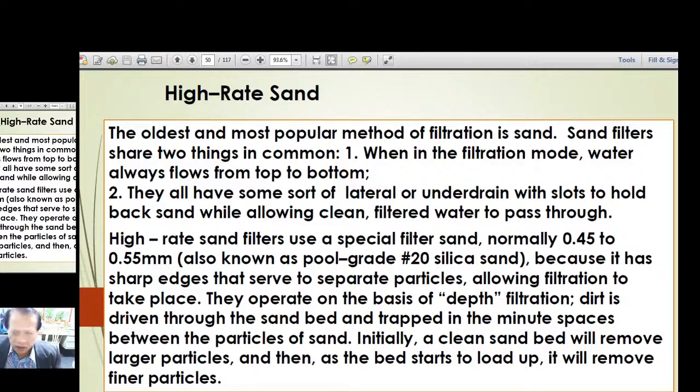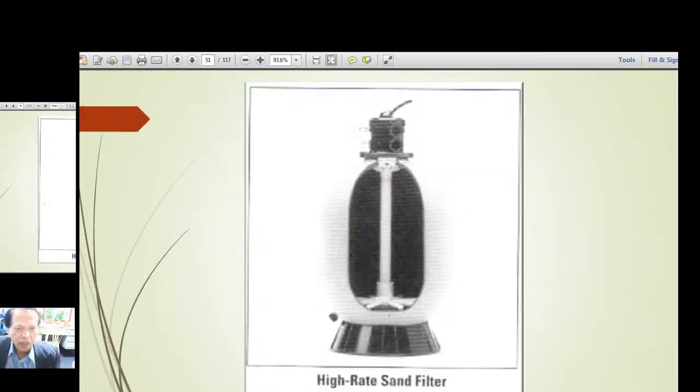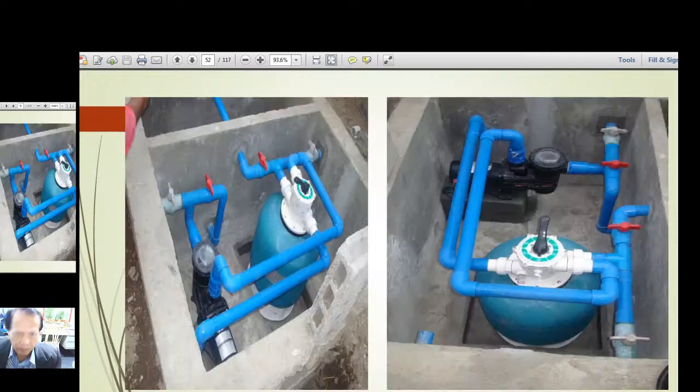Dirt is driven through the sand bed and trapped in the minute spaces between the particles of sand. Initially, a clean sand bed will remove larger particles, and then as the bed starts to load up, it will remove finer particles. This is a picture or a graphic of a high-rate sand filter, and here is another one showing this filter. And you have here the filter, and here is the pump, the water pump, and the corresponding piping.